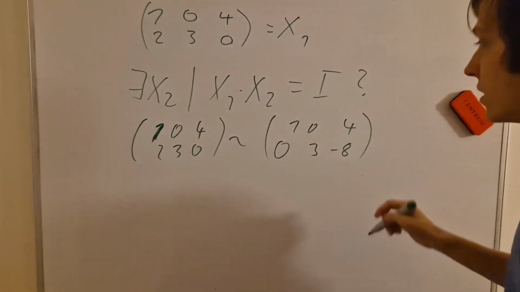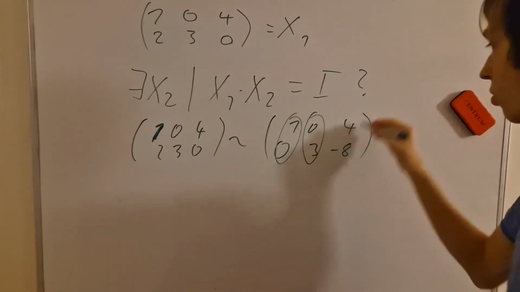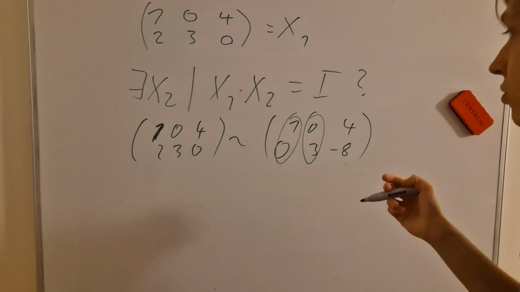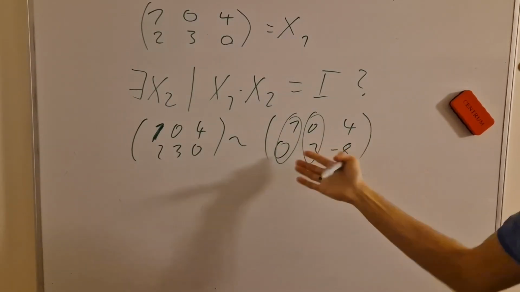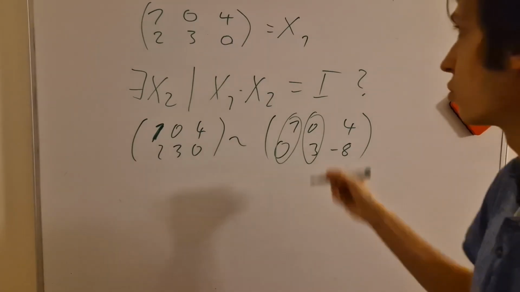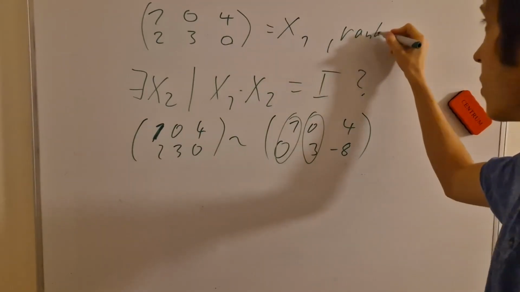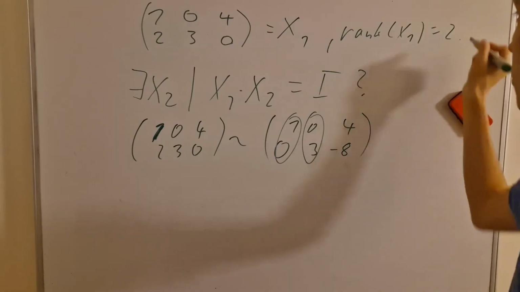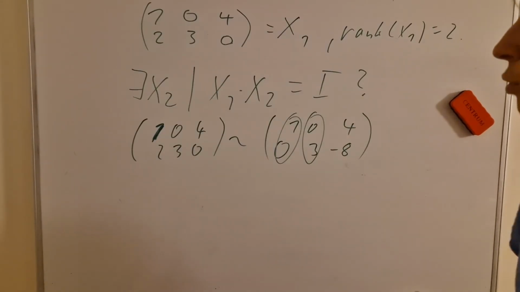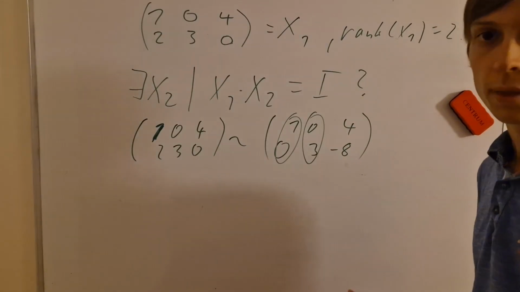And here we already see that we have a pivot column, another pivot column. This one is not. And so indeed, there are 2 pivot columns, rank is 2. So the rank of this x1 is 2, which equals the number of rows. We can find the right inverse in theory.